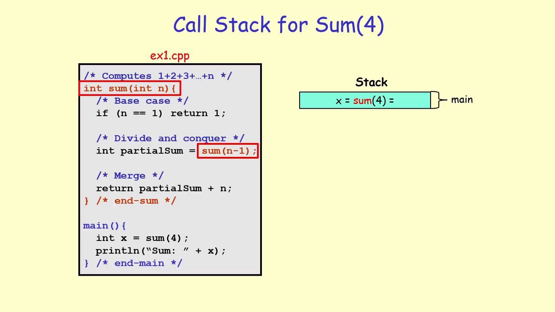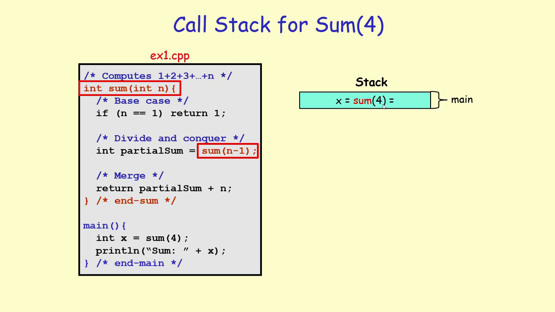Let me also show you the call stack as we make these recursive calls. Initially, when your program starts executing, we are within the main function. So we only have the invocation frame for the main function, which has only one local variable, x. So x is equal to sum 4. That's the recursive call, the function call we are going to make.